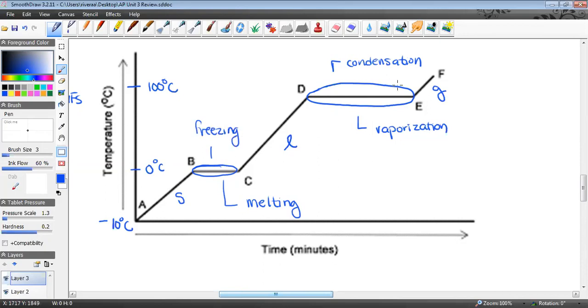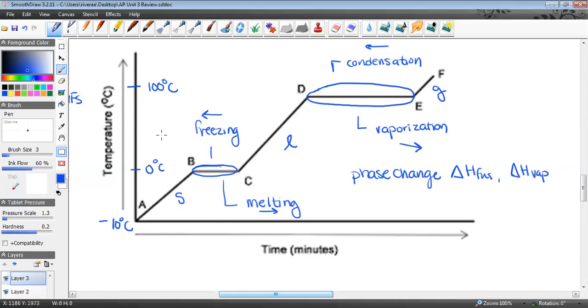So it just depends on your direction in which you're traveling. Vaporization is going this way, condensation is going that way. Melting's going this way, freezing's going that way. So these circled portions, you guys, are your phase change, where you would take into account the delta H of fusion and the delta H of vaporization.